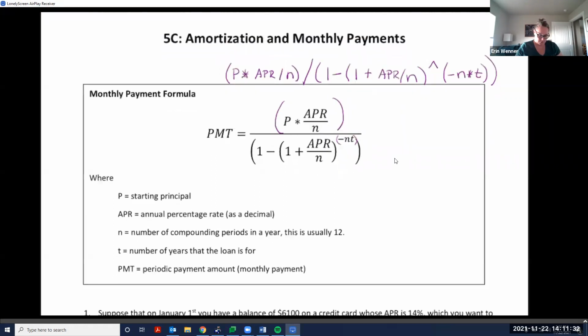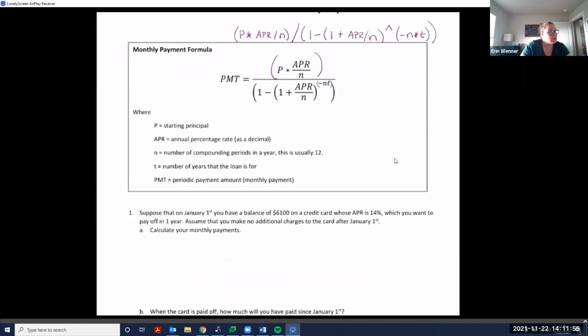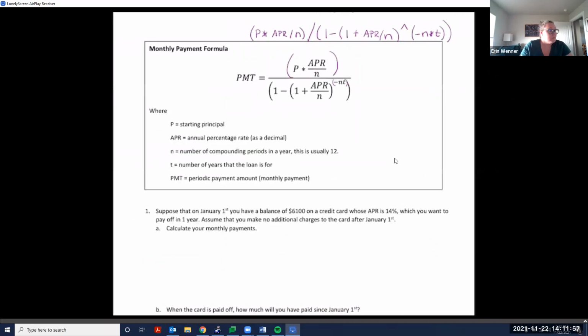Okay, so it says, suppose that on January 1st, you have a balance of $6,100 on a credit card whose APR is 14%, which you want to pay off in 1 year. Assume that you make no additional charges to the card after January 1st. And then it says, calculate your monthly payment. So let me zoom out just so we can see more of this.